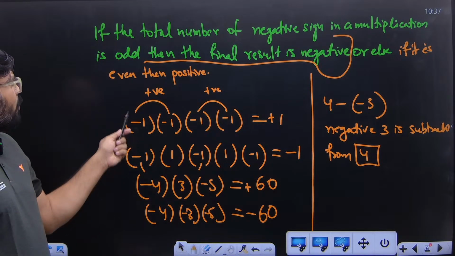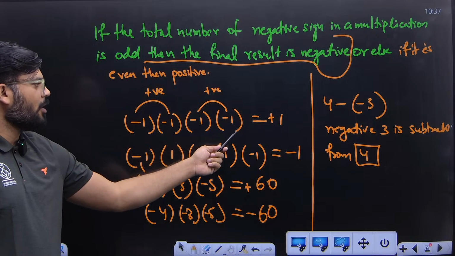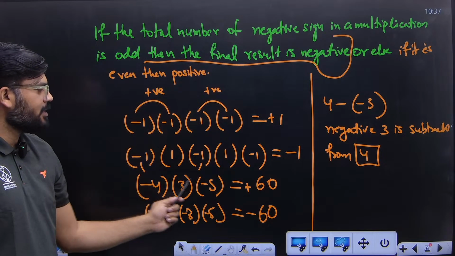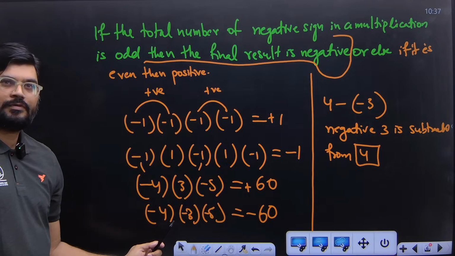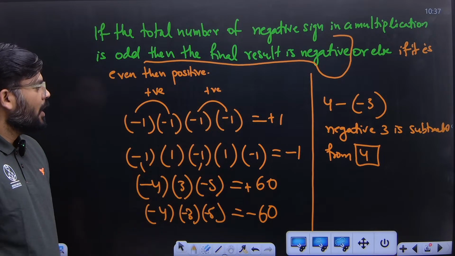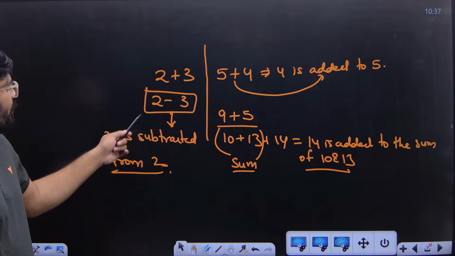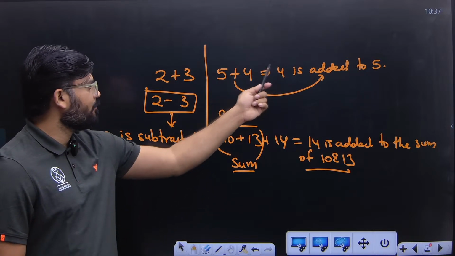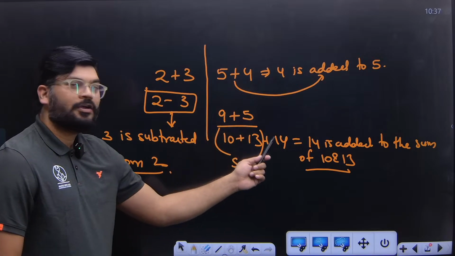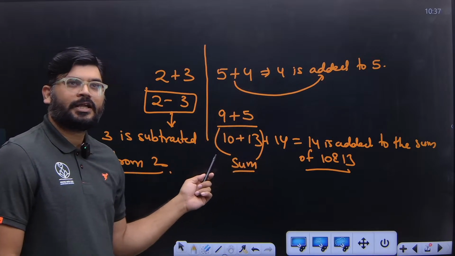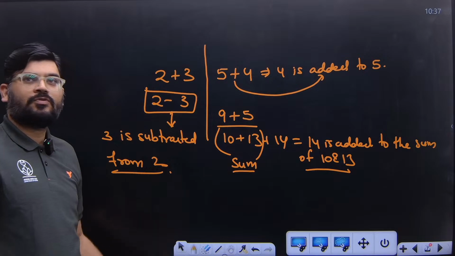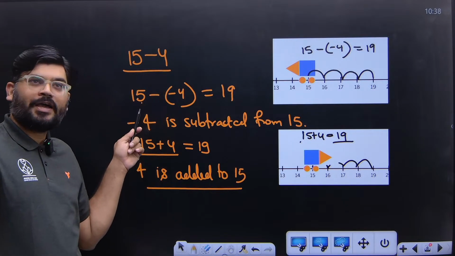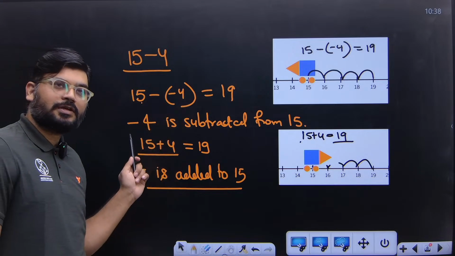Now I told you when the total number of negative signs is odd, the answer is always negative. If it is even, the answer is positive. We did those questions as well. Then we understood how the numbers are being said. Here we say 4 is added to 5, 5 is added to 9, 14 is added to the sum of 13 and 10, 3 is subtracted from 2, then negative 4 is subtracted from 5, 4 added to 15.